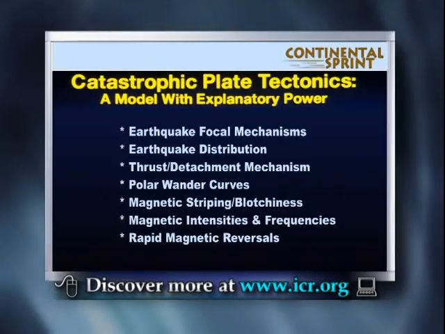We've been talking about how the Earth's surface has been deformed, how continents and ocean basins formed. We've been talking about what happened to the ocean during catastrophic plate tectonics, during this time of continental sprint, if you will. It is amazing to think about all the things that continental sprint and this idea of catastrophic plate tectonics integrates. And so I've made a kind of a list of the model with explanatory power, catastrophic plate tectonics.